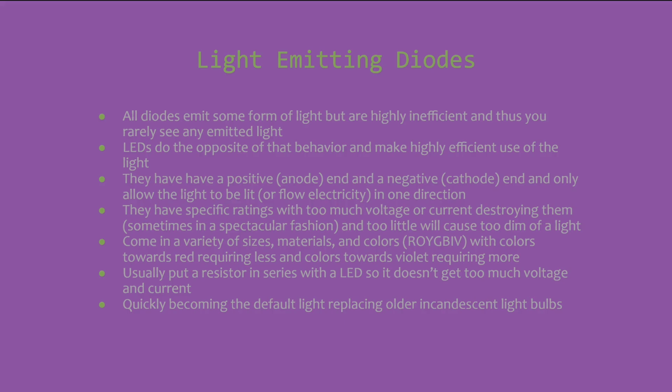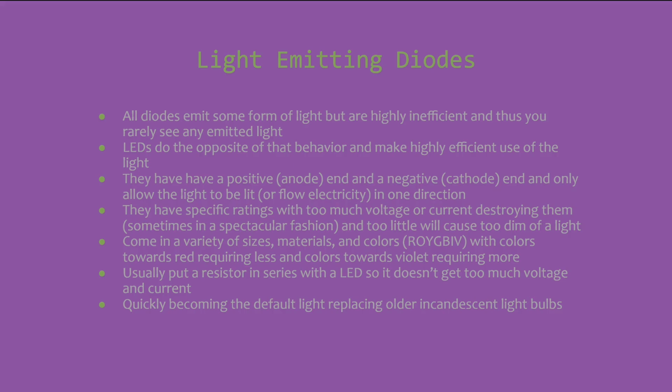They have very specific ratings for very specific models where too much voltage or current destroys them. But you can also have too little where you can't see the emitted light. And of course, these are going to vary from color to model, everything. They come in a wide variety of sizes, materials, and colors across the whole Roy G. Biv spectrum. The closer it is to red, it requires less power. The closer to violet, it requires more because of wavelength. But again, specific models may have specific needs.